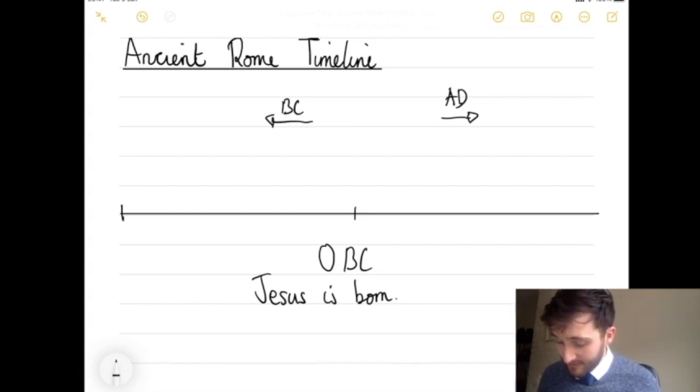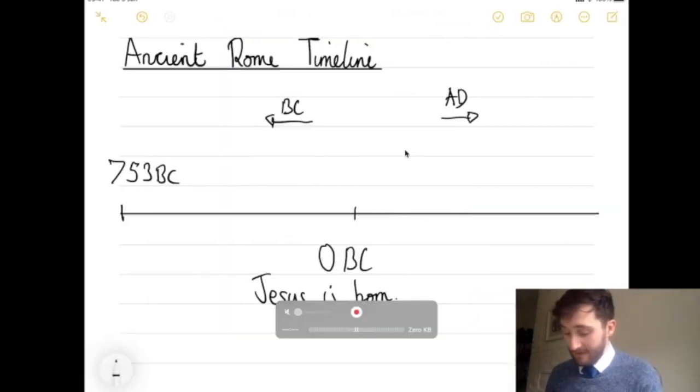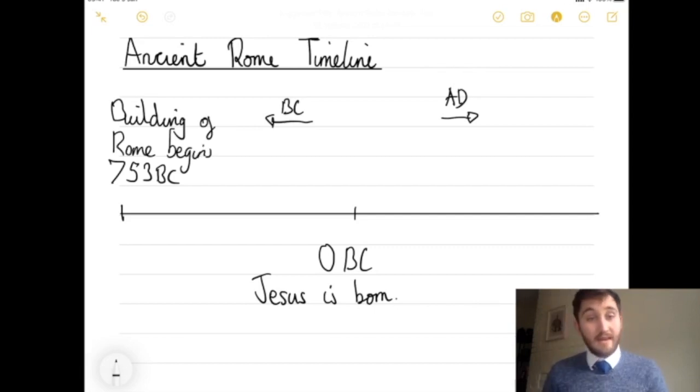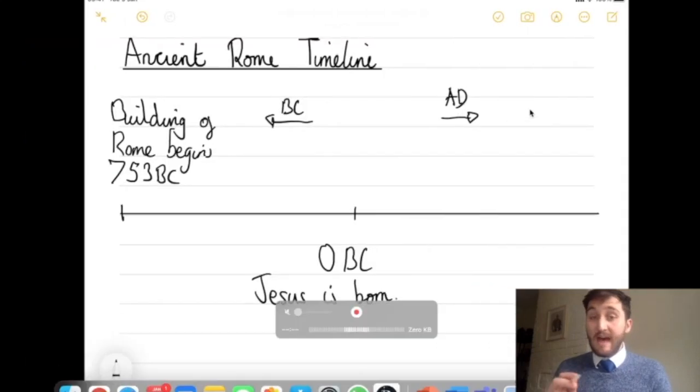So 753 BC, and it was the building of Rome begins. And then I can look back at my events, and I can try and put them on my timeline. Give it a go, guys. That's just the way that I've set it up.